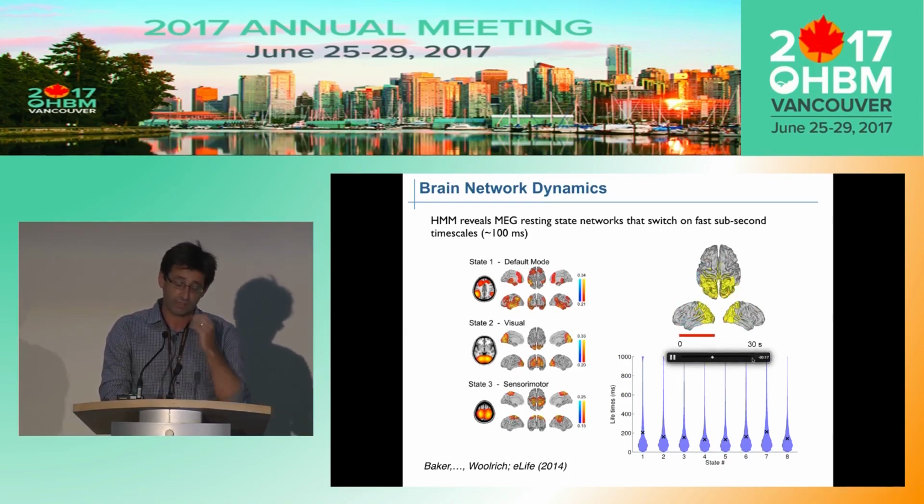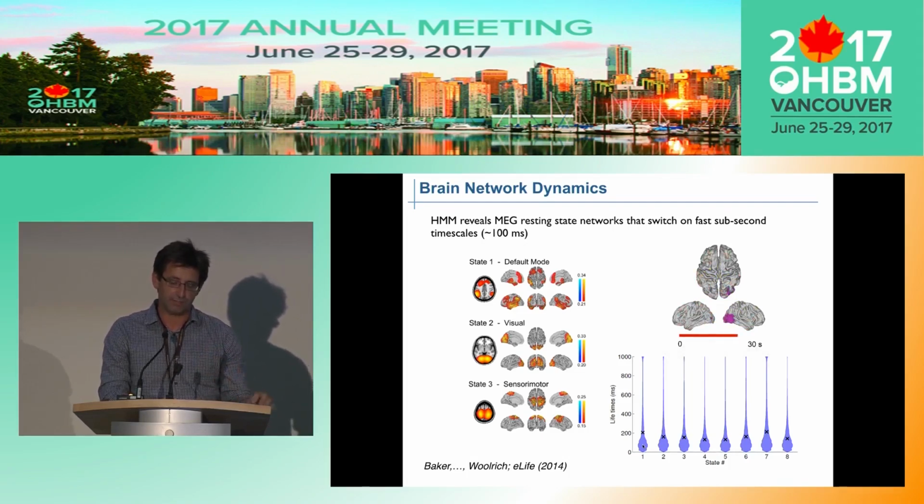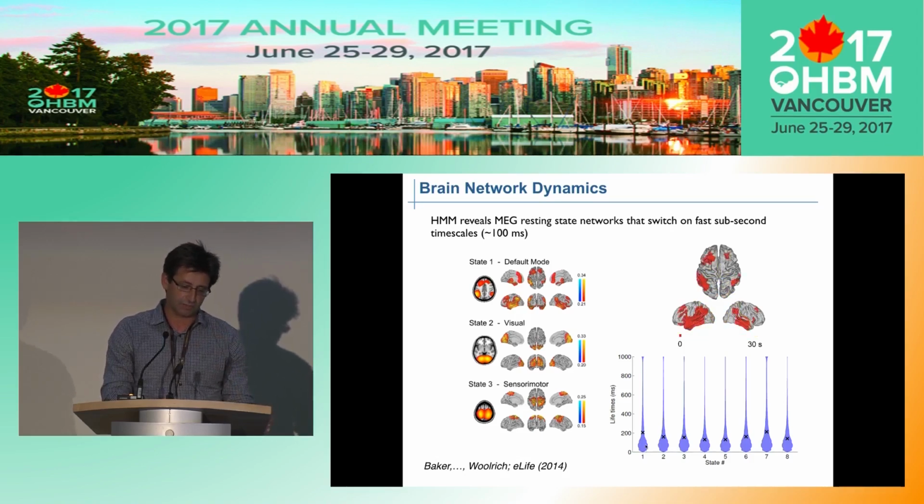But what was particularly striking here was that the dynamics were really very, very fast, as we were hoping they would be. So the lifetimes here, which show you the amount of time you spend in a brain state before you move into a new brain state, are on the order of 100 milliseconds. So here you're seeing these resting state networks showing dynamics on timescales orders of magnitude faster than have been shown previously using techniques like ICA.